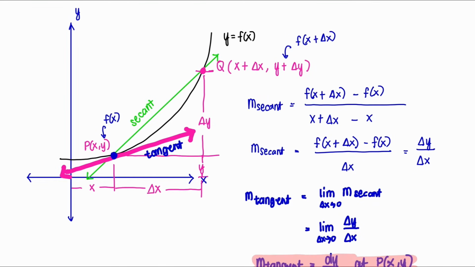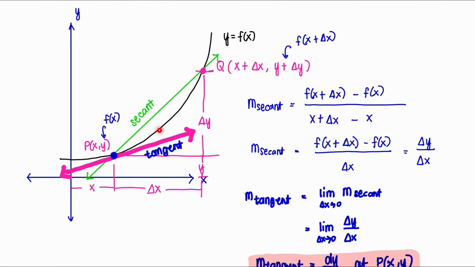So once we have the slope of the tangent line, we can also solve for the slope of the normal line and the equation of the tangent and the normal. Now, what is a normal line? So the normal line is just a line also that is passing through this point P.